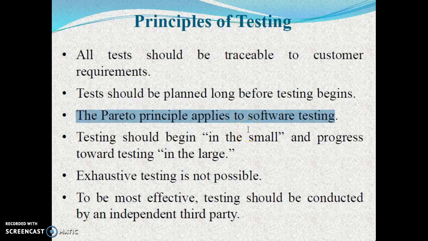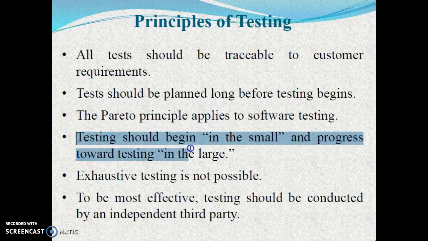So the main region of 20% supplies 80% of the defects. So we have to find out that 20% region. So testing should begin in the small and progress toward testing in the large.